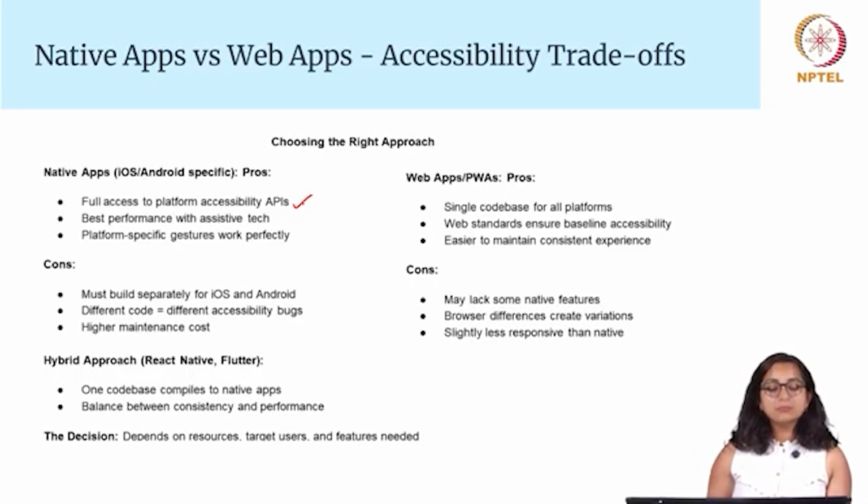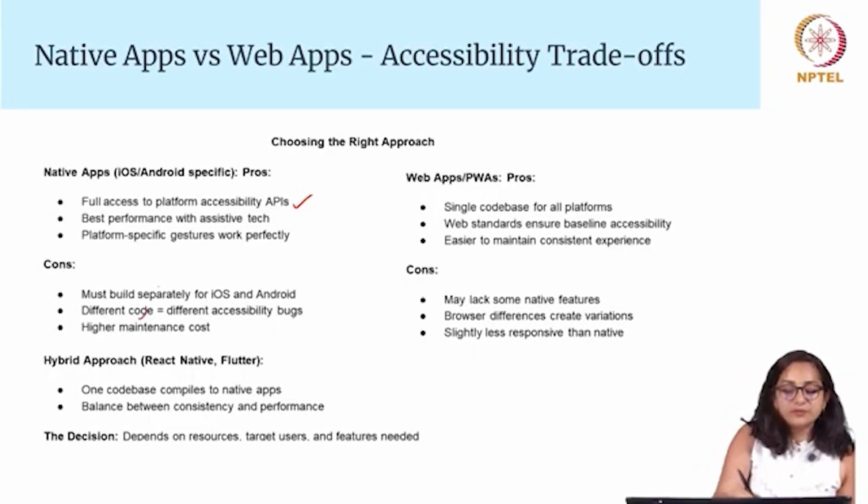The con is that you must build separately for iOS and Android, because it's a native app. It has been this way for a very long time, but now people are moving more and more towards PWAs, which are web-based apps, because iOS and Android are pushing out patches and updates so quickly that it is very difficult to catch up. And even companies want to reduce dependency on these OS-based organizations.